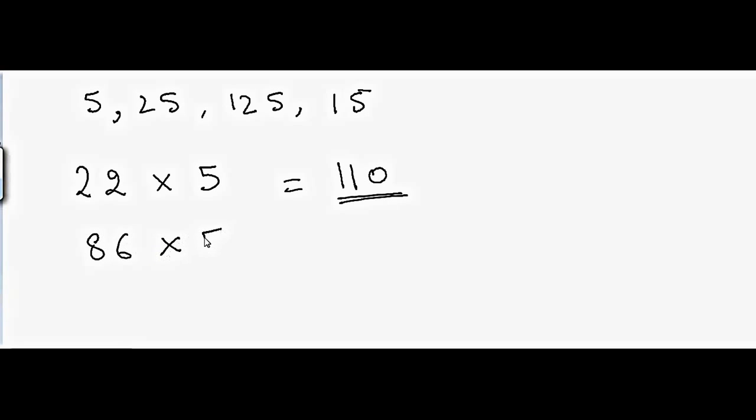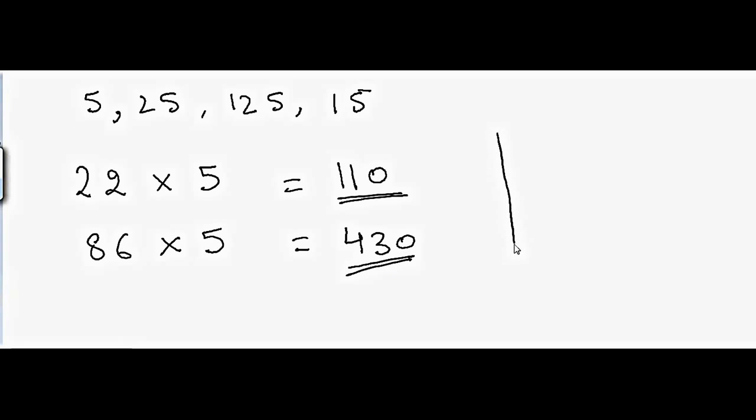So in case of 5, suppose I have a number 22 and I want to multiply it by 5. All I have to do is divide 22 by 2, that will be 11, and then put a 0 in the end. So that will be my answer. Again, let's say I have 86 and I want to multiply it by 5. All I will do is 86 divided by 2, so that is equal to 43, and then put 0 in the end, so that will be 430.